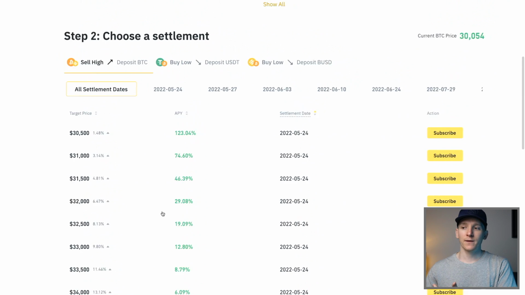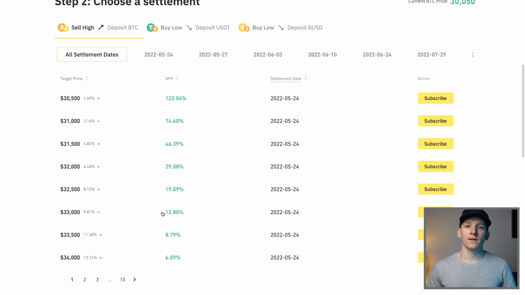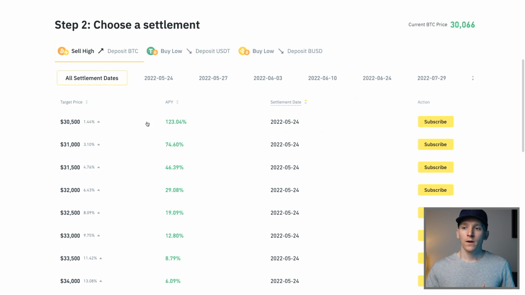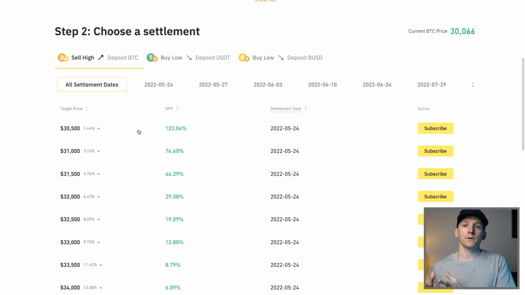Remember that if you have BTC, what you'll be doing is giving someone the option to buy that Bitcoin from you in the future. And what you can see is that the closer the target price is to the actual current price, the APY is higher. Why is that? Just imagine giving someone the option to buy Bitcoin from you at a price that's lower than the current market price. They'll have to pay you a big fee for that to make up for the fact that you're selling it at a discount.